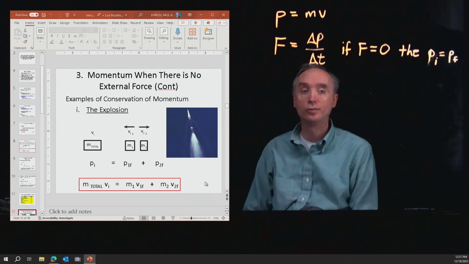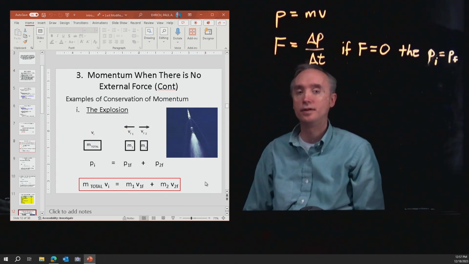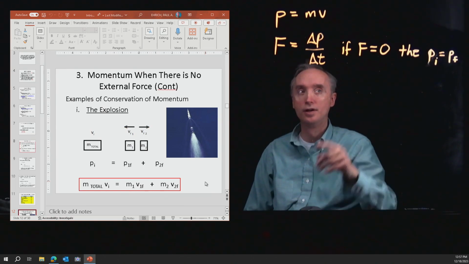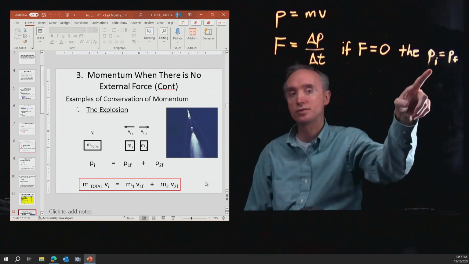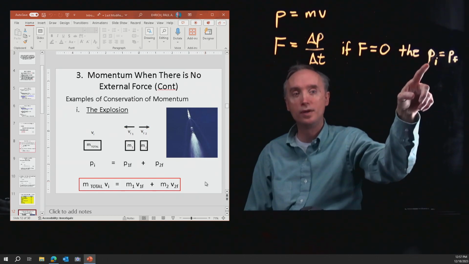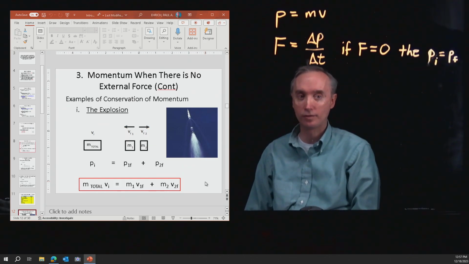In our previous segment, we learned how Newton's second law of motion is related to the momentum of a system and is given by this. And then we also found out that if there was no external force acting on the system, so if F was equal to 0, then momentum is conserved. So that means that the momentum that you begin with has to equal the momentum that you end with.